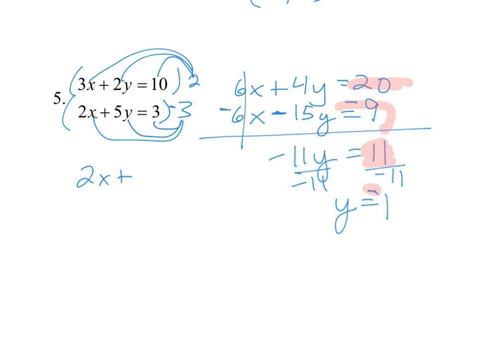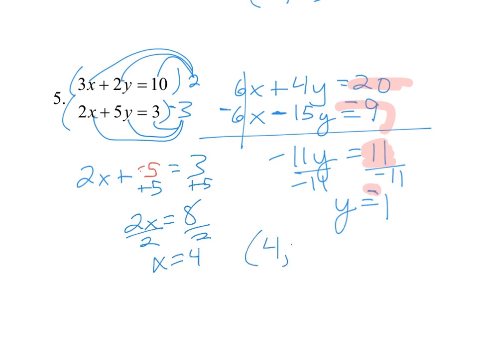Okay, so 5 times -1 is a -5 equals 3. So if I add 5 to both sides, 2x equals 8. Divide by 2, x equals 4. So my answer is going to be 4, -1. Okay, not too bad.